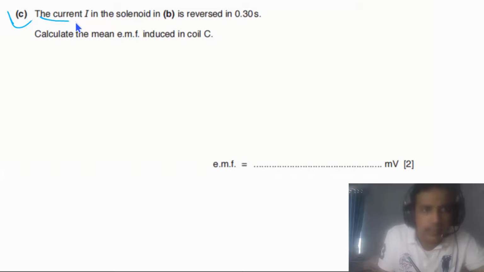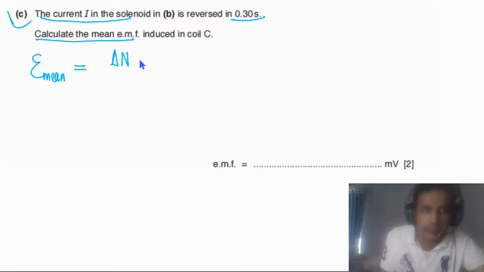Part C says the current I in the solenoid in B is reversed in 0.30 seconds. Calculate the mean EMF induced in coil C. First of all, let's try to understand how we can calculate mean EMF. Mean average EMF will be equal to the total change in magnetic flux linkage, N delta phi divided by delta T, or simply we can say this is equal to total change in magnetic flux linkage divided by delta T.